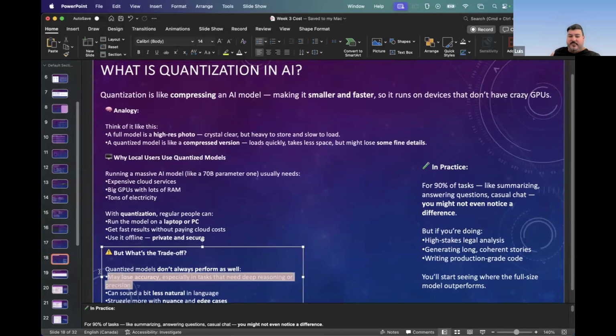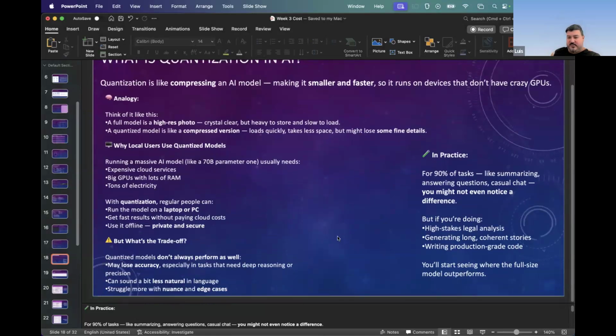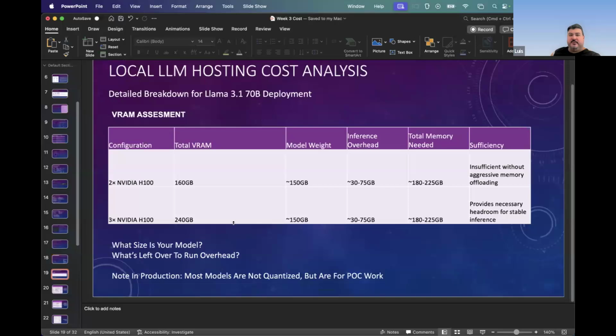What we talked about before is that quantization may not always perform well. They might lose accuracy, can sound a little bit less natural, and struggle with more reasoning issues, right? So I'm going to give you an example. If I'm an enterprise and I want to run Llama 3.1 70B, I'm not going to suggest an enterprise run a quantized model. If you want to keep security and keep everything to yourself, that's great, but you don't want to lose performance on the LLM.